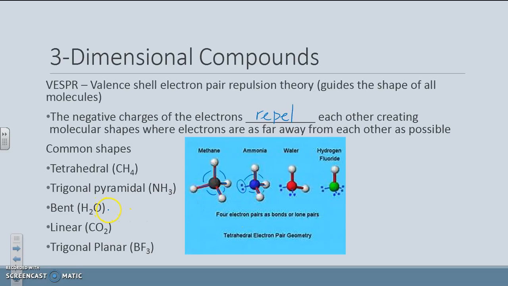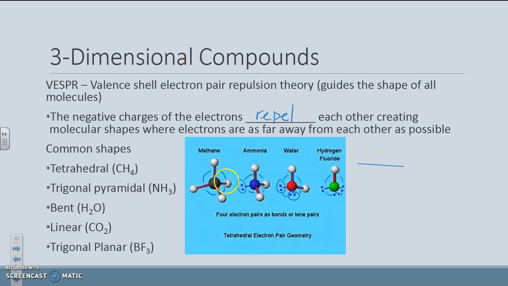Then you have your bent. An example of that would be your water molecule. You have a bonded pair here, a bonded pair here, a free pair of unbonded electrons, and they are all pushing away from each other. Notice they're all similar in shape. Okay, but they're all pushing and pushing away as much as possible. And then you have your linear. An example of that would be carbon dioxide. You would also have hydrogen fluoride, where you have these electrons that are pushing away, and it ends up being a linear shape to it.